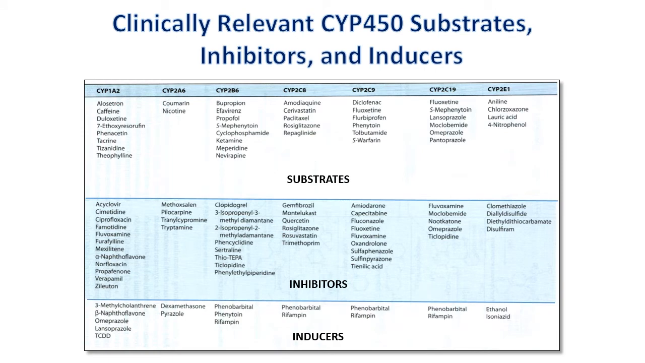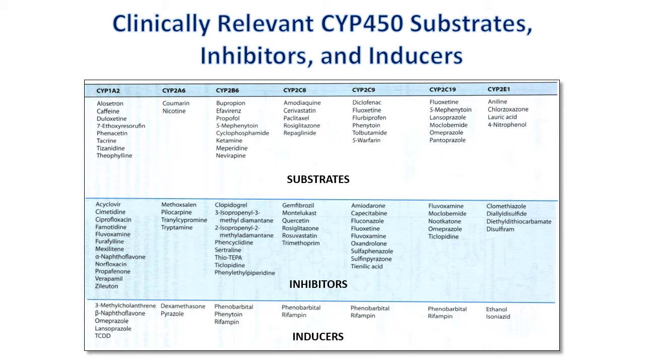These are just to give you examples, there's too much to memorize, but these are clinically relevant CYP450 substrates, inhibitors, and inducers. The substrates, meaning they are metabolized by these enzymes, so 1A2, 2A6, etc. These are metabolized.